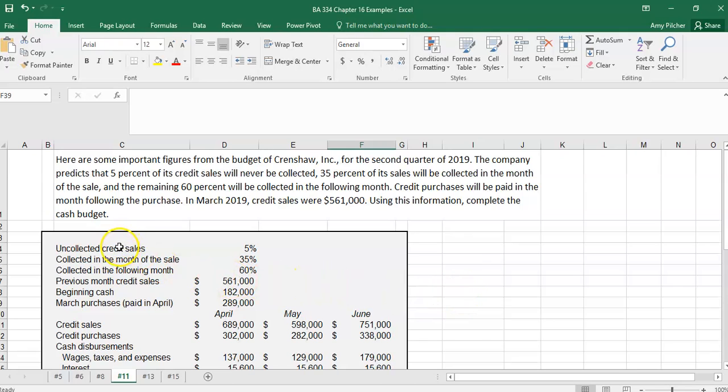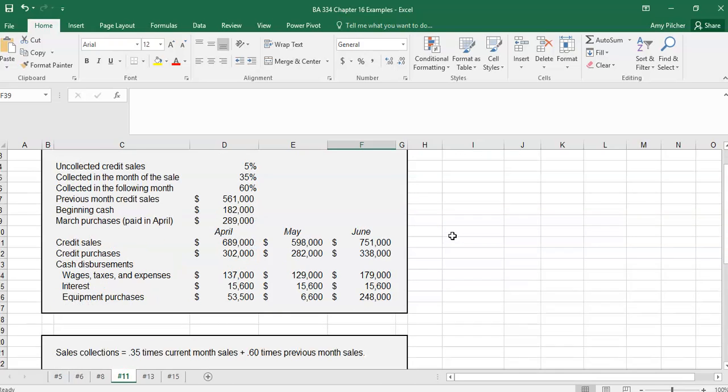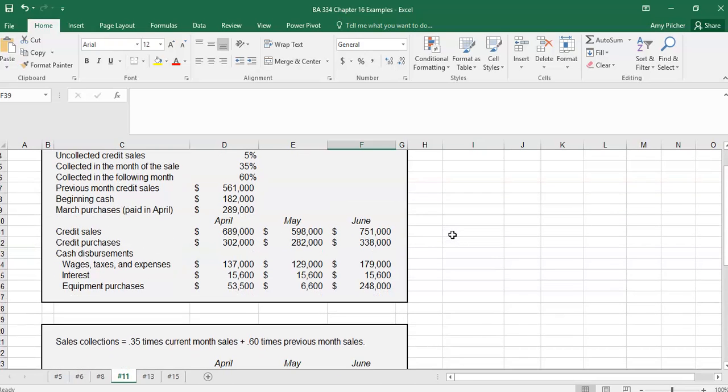We have information that we believe 5% of our credit sales will never be collected. 35% are collected in the month of the sale, and 60% in the following month. So that's our cash collections. Then we need to know about our cash outflows. We know that our purchases are paid in the month following the purchase. And then we have information about March's credit sales, and we use this information to complete the cash budget.